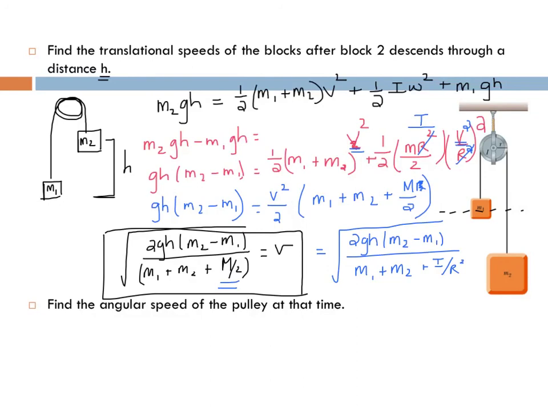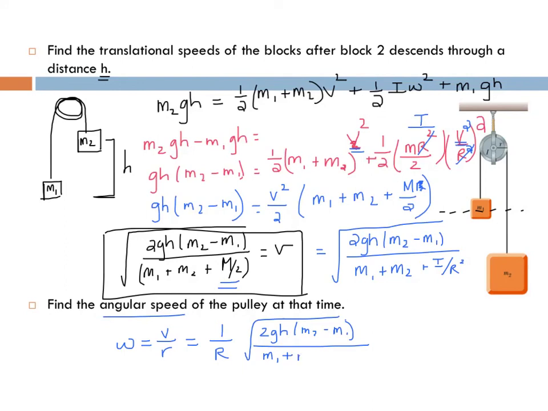Now, the final piece is to get our angular speed. Now, remember that angular speed is velocity over r. If this whole mess is our velocity, then we simply need to multiply it by 1 over r. And I'll go ahead and use the other version that I just wrote down. Over plus m2 plus I over r squared.